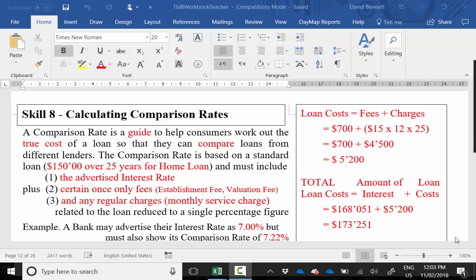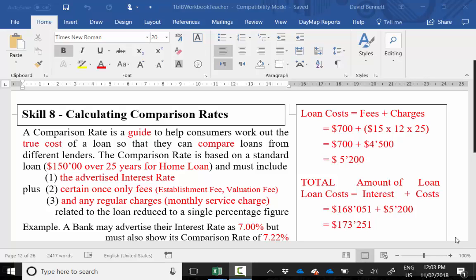In this video, I'm going to be looking at the idea of calculating the comparison rate. Banks will advertise a rate of interest that you will look at there. That's not necessarily the real rate of interest they're charging you, because they put fees and other things onto it.